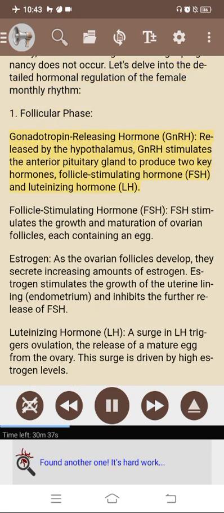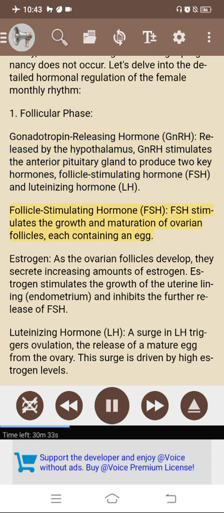1. Follicular phase. Gonadotropin-releasing hormone (GnRH) is released by the hypothalamus. GnRH stimulates the anterior pituitary gland to produce two key hormones: follicle-stimulating hormone (FSH) and luteinizing hormone (LH). Follicle-stimulating hormone (FSH). FSH stimulates the growth and maturation of ovarian follicles, each containing an egg. Estrogen. As the ovarian follicles develop, they secrete increasing amounts of estrogen. Estrogen stimulates the growth of the uterine lining.